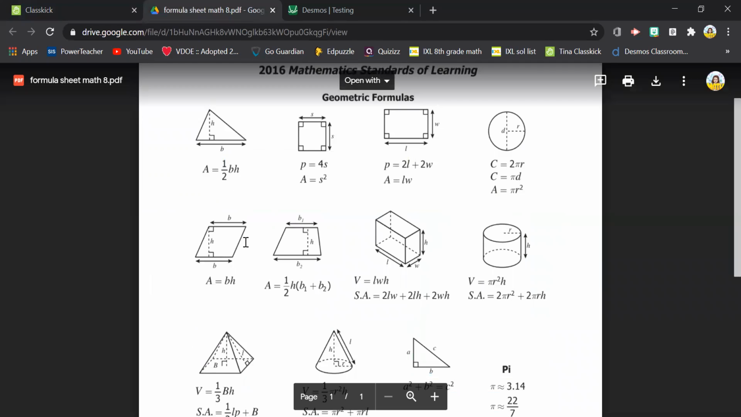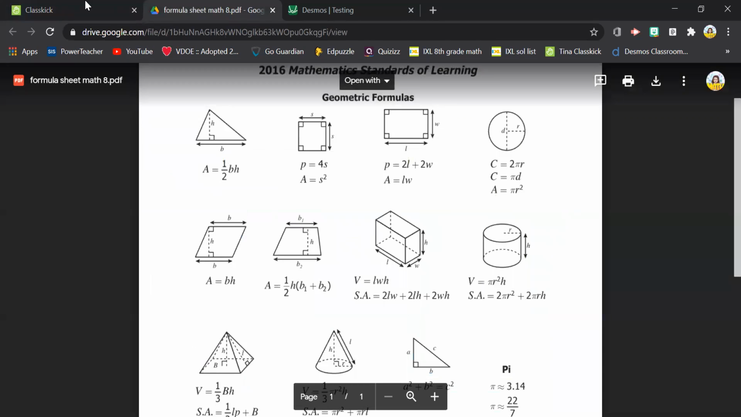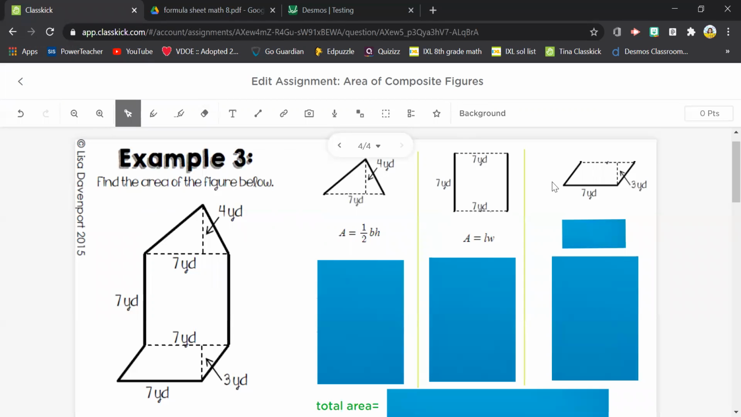So here's a parallelogram. Area equals base times height. Okay. I knew this was a parallelogram because when I look at the opposite sides, I noticed that they're parallel. They have the same slope with each other. So that's how I knew this was a parallelogram. Okay. So that's my first step, is to subdivide and then come up with the formulas by looking at my formula sheet.